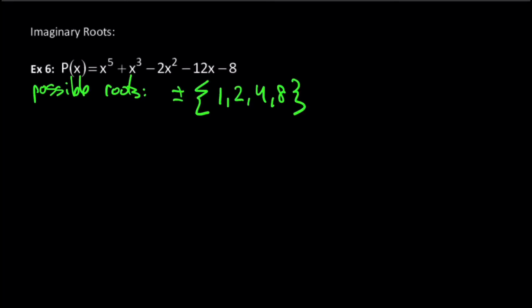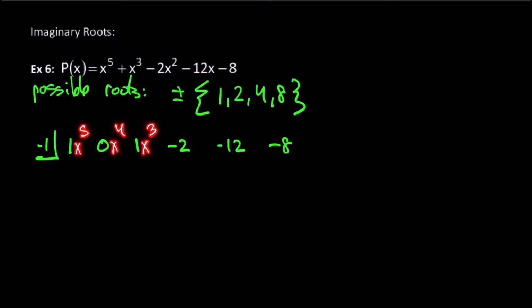I don't know. Let's try negative 1 first. I know 1 doesn't work. I usually like to stick with the smaller numbers. So I've got 1. Notice we've got to be careful, super careful. There's no x to the 4th, so that's got to be a 0. Then I have a 1, negative 2, negative 12, negative 8. Again, just to reinforce this, there's my x to the 5th, there's my x to the 4th, there's my x cubed, x squared, x, and my constant.